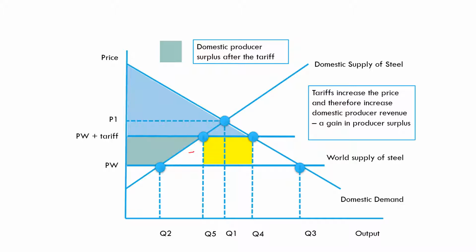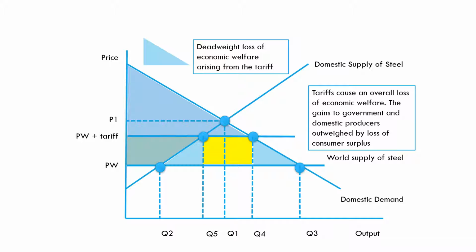But the smart ones amongst you might say, well, okay, consumer surplus has gone down. Some of that has gone to the government in terms of tax revenue. Some of it's gone to the domestic producers in terms of increased domestic producer surplus. But what's happened to these two areas here of lost consumer surplus? Well, the answer is that these losses in consumer surplus are not offset, are not gained by anybody else. So these are deadweight losses or net welfare losses arising from the introduction of the tariff.